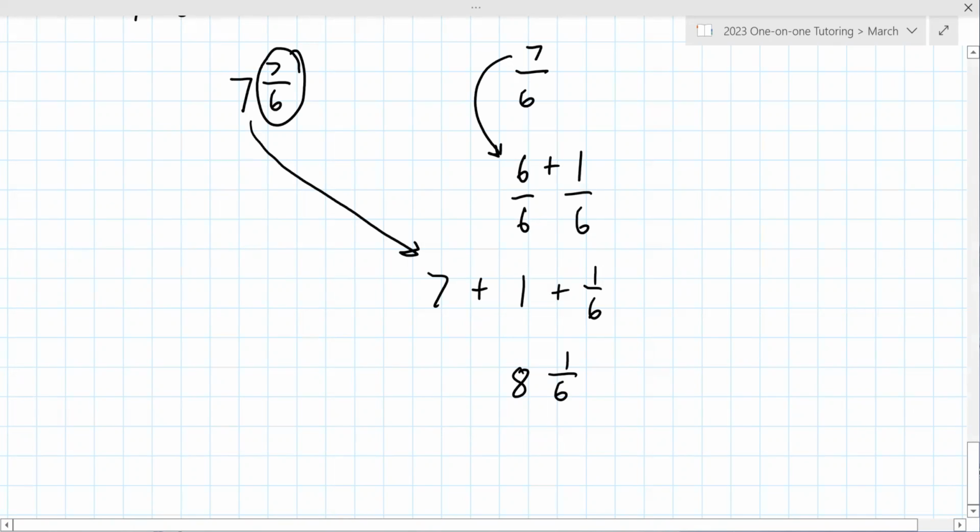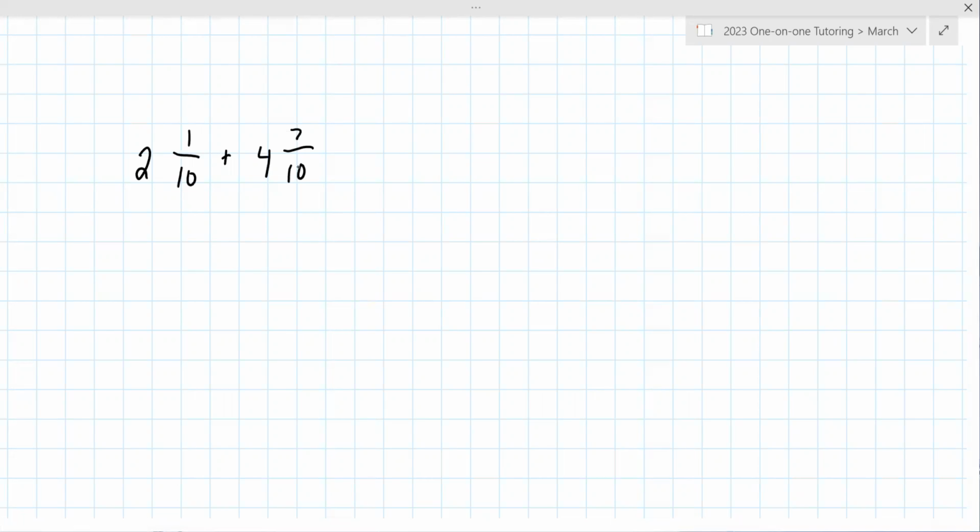All right, any questions before we move on to another example? No. Okay, let's go 2 and 1/10 plus 4 and 7/10. So I'm supposed to do the same thing as the other question, right? Yes. Okay.